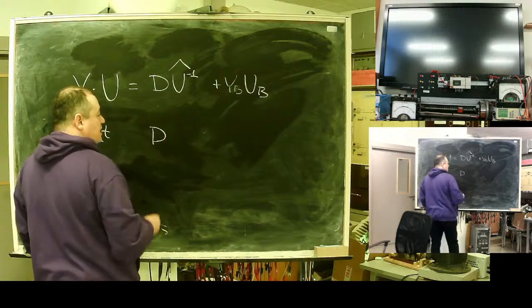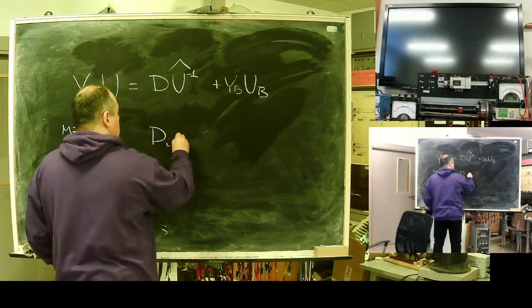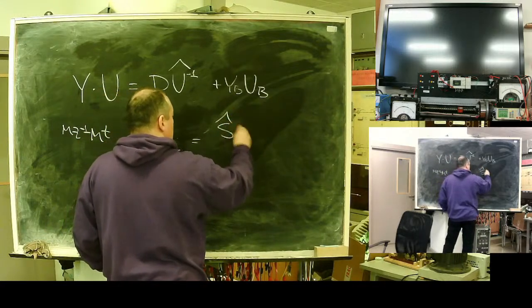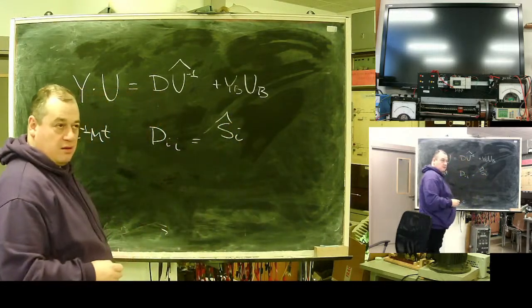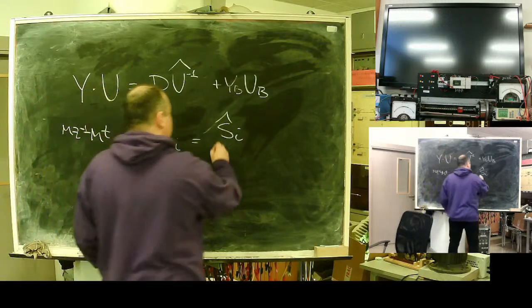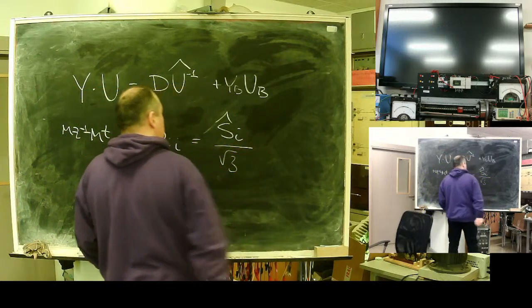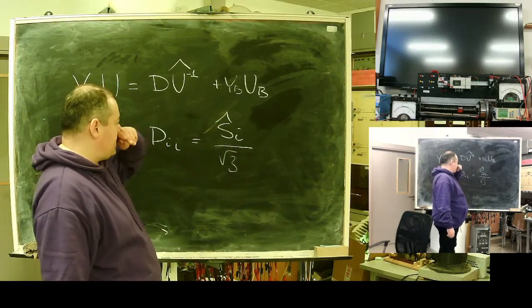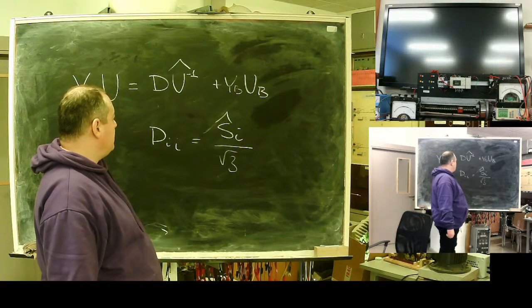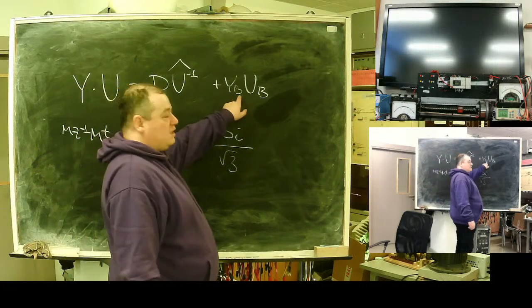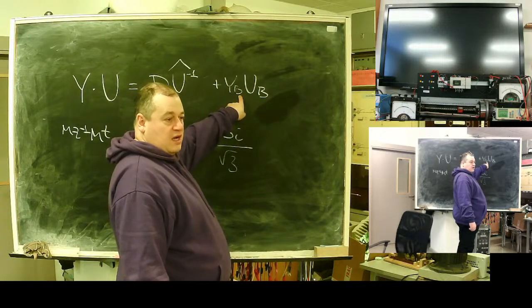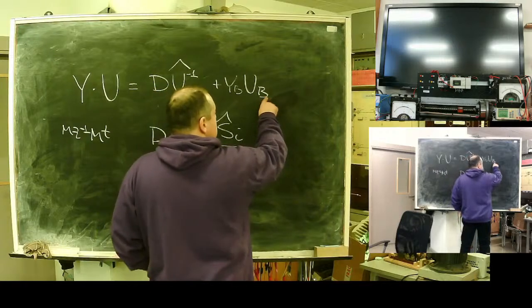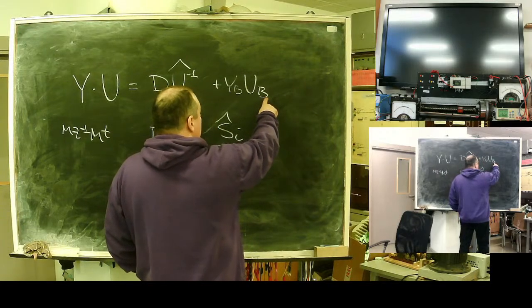What's the D? D is a diagonal matrix and its elements are node power divided by square root of 3 and conjugated. You need to change sign on the imaginary part. This one is a vector of conductance between nodes and a base node. And this is base node voltage.